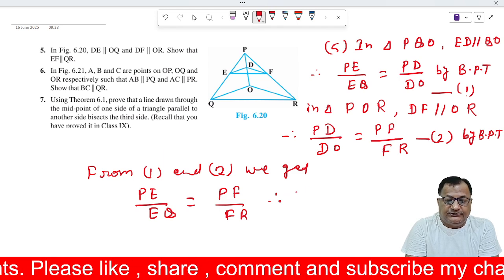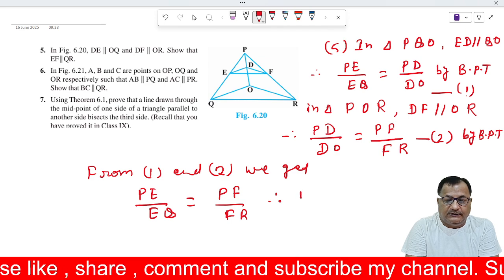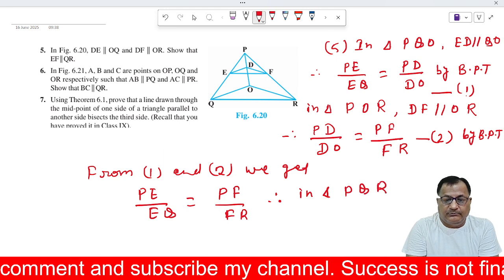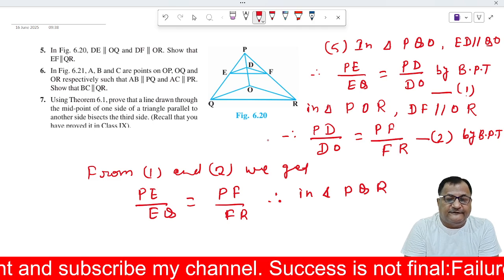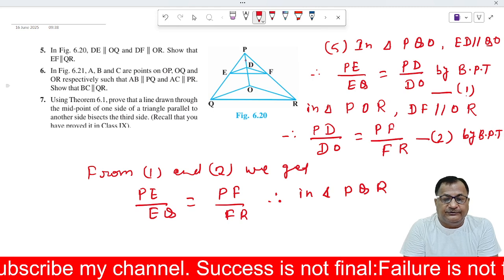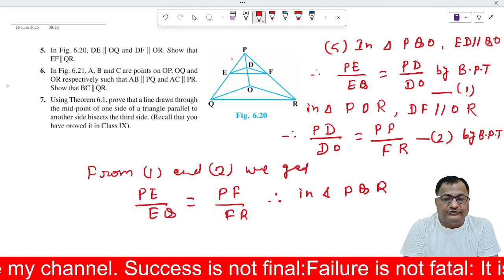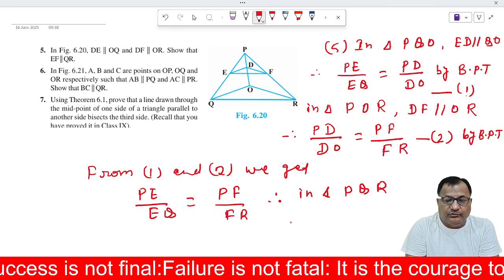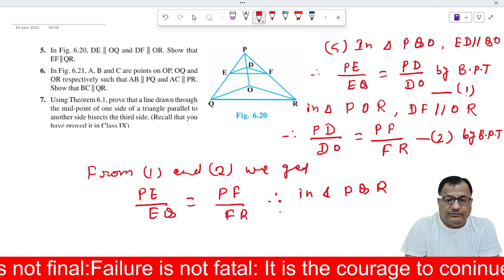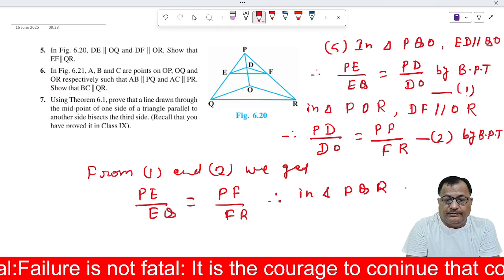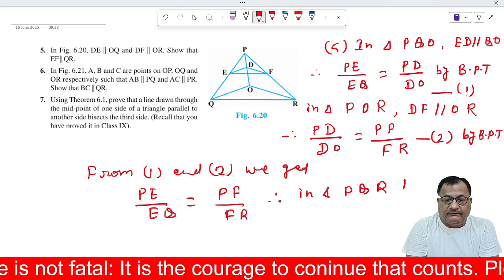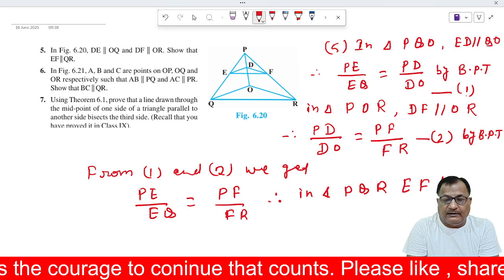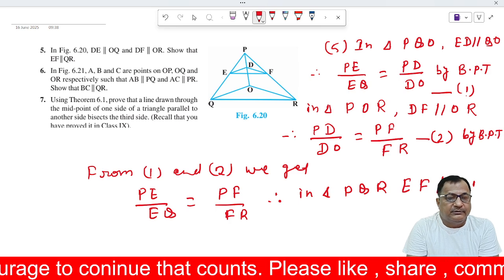Therefore, if you consider triangle PQR, we see that EF is dividing the sides PQ and PR proportionally. So therefore, in triangle PQR, by converse of BPT, EF will be parallel to QR. This is good.